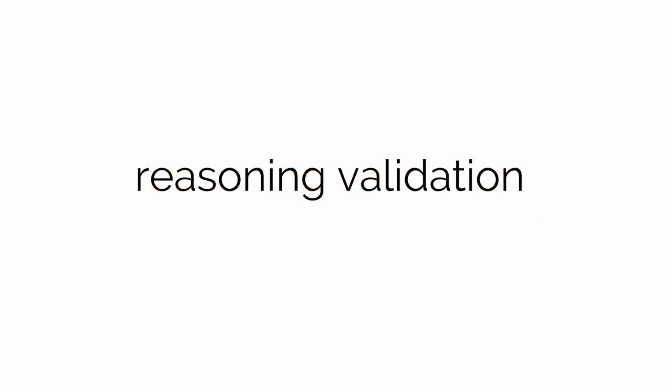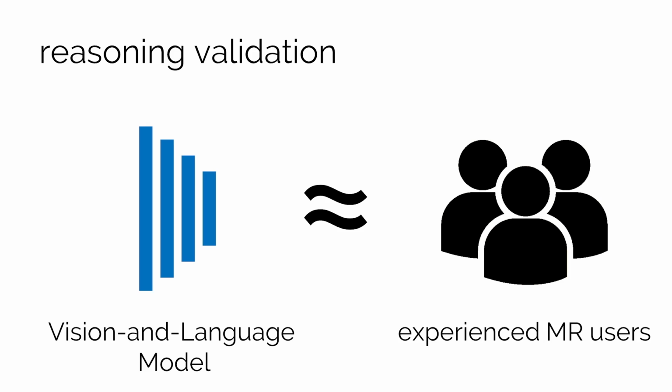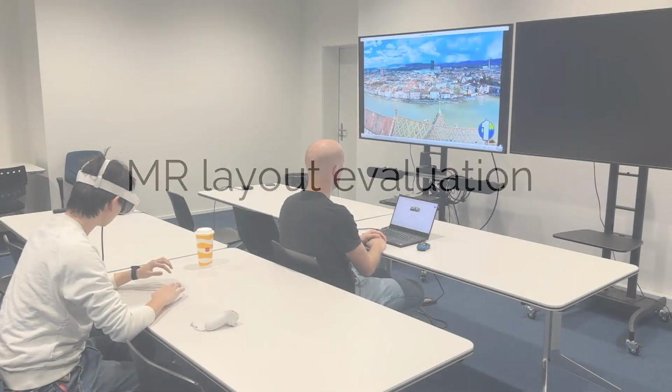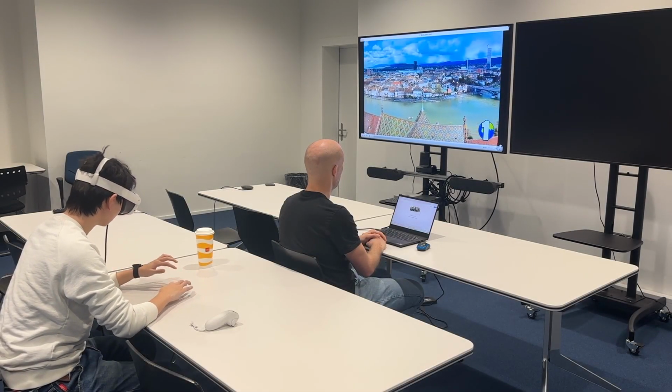In a crowdsourced online survey, we validate if our reasoning module judges the context of shared spaces similar to experienced MR users. The results of the survey indicate that, across scenarios, VLMs achieved comparable ratings to participants for both overlay and interaction suitability. We conducted a user study to compare SituationAdapt's optimized layouts with those of 2 baseline methods in a lecture setting.